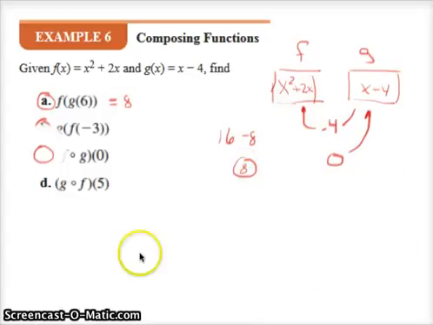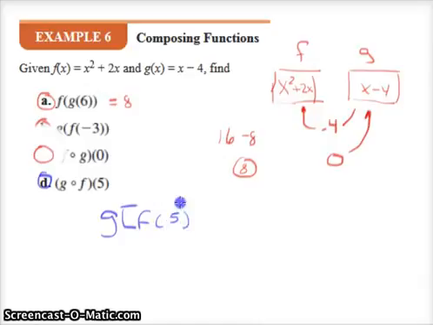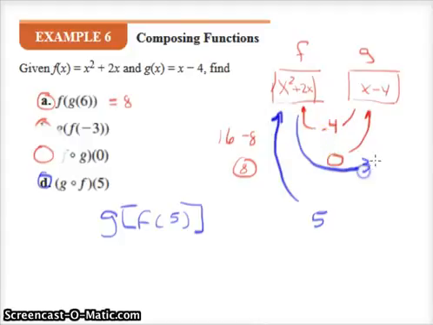I think we get the general gist. How would I do D? g of f of 5. Take 5, put it into f. That's 25 plus 10, which is 35. Put that in for g. 35 minus 4 is 31. So that's kind of a warm-up here on doing those type of problems.